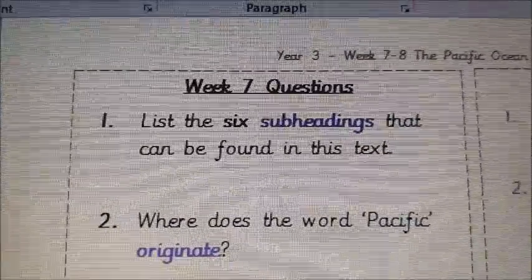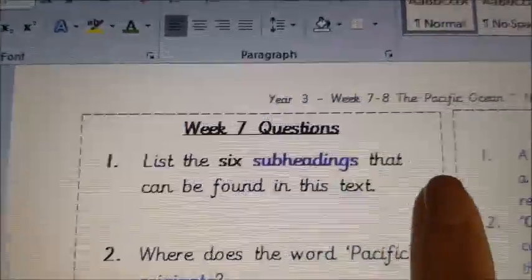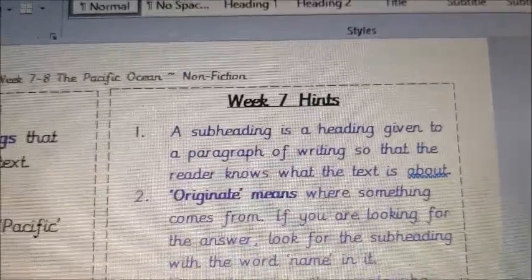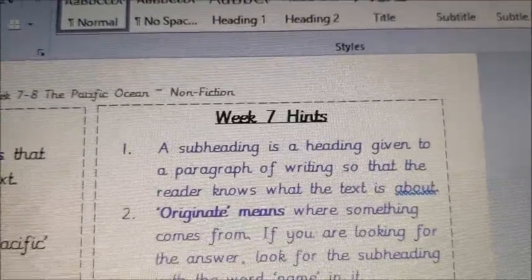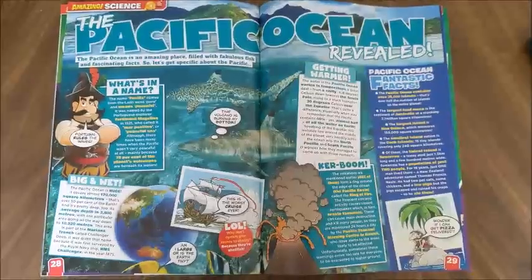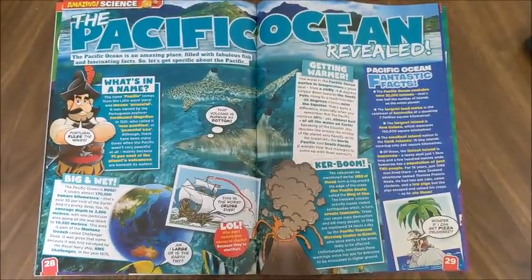Now, if you're not sure what a subheading is, as you can see, if we go over to the hint side, it reminds you of what one is. So a subheading is a heading given to a paragraph of writing so that the reader knows what the text is about.